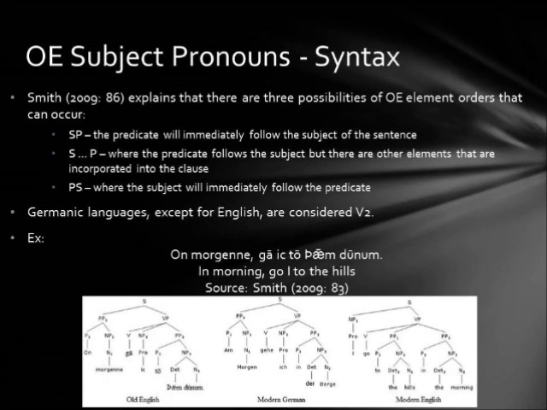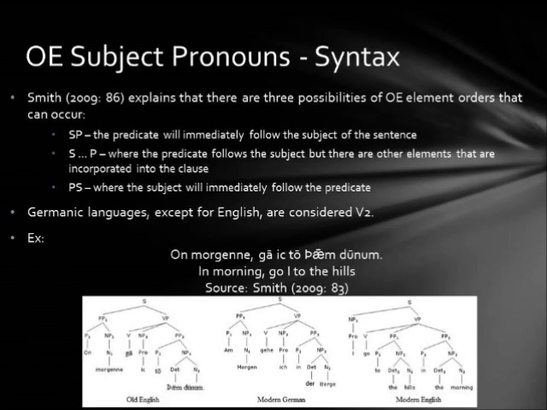Now just to go into a little bit of detail about the syntax of subject pronouns, Smith 2009 explains that there are three possibilities of Old English element orders that can occur, and that's SP, where the predicate will immediately follow the subject, S, with some element in between it before the predicate. So where the predicate follows the subject, but there are other elements that are incorporated into the clause. And then there's PS, where the subject will immediately follow the predicate. Germanic languages, with the exception of English, which is residual V2, are all V2, and that is to say that the finite verb appears as the second element of a main clause.